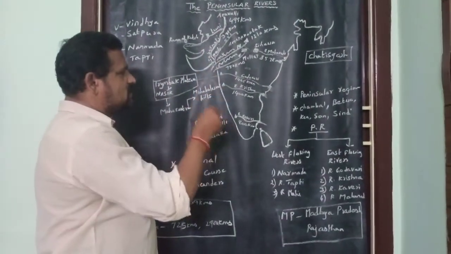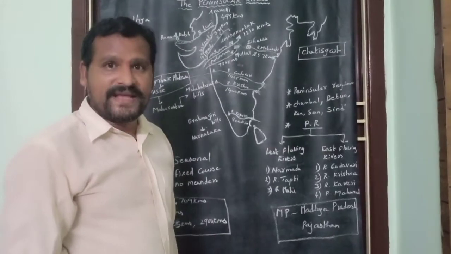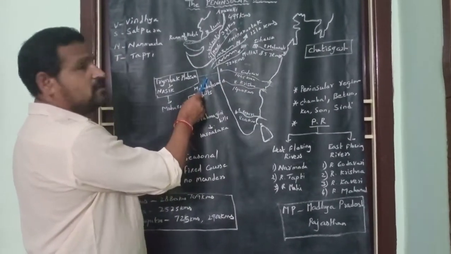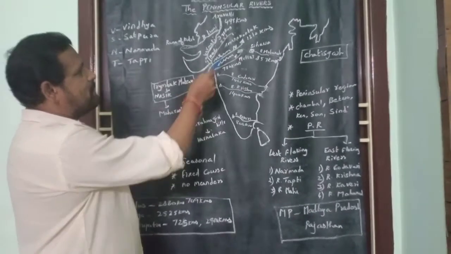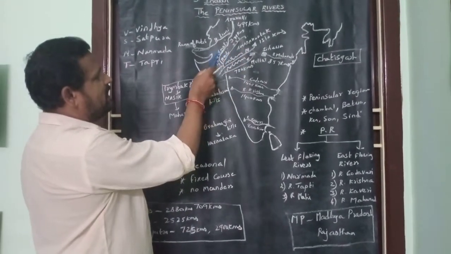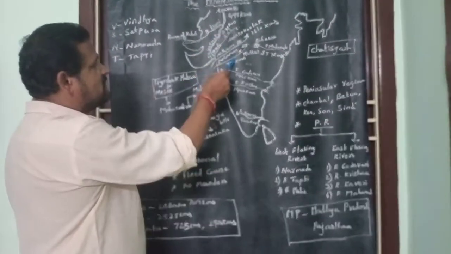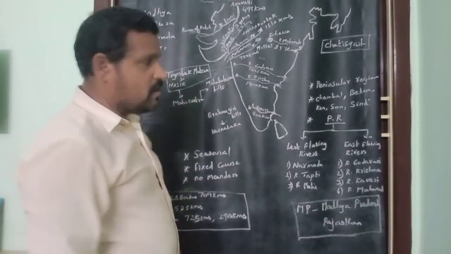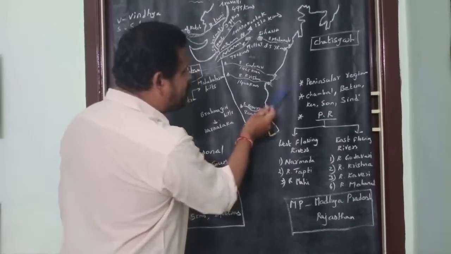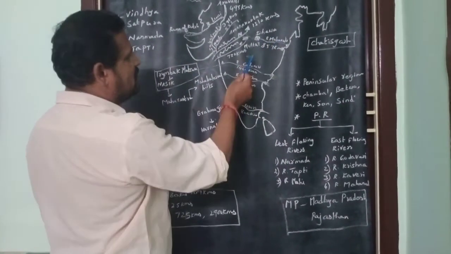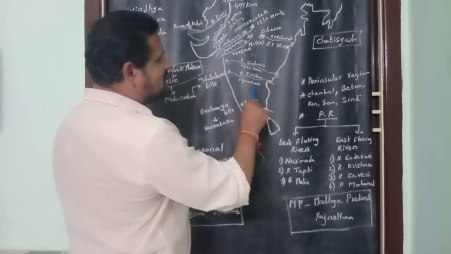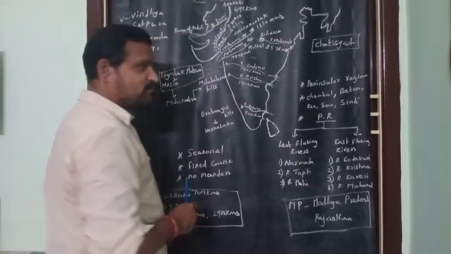Western Ghats are the water divide between the major peninsular rivers. Some peninsular rivers discharge in the Arabian Sea. They are called west flowing rivers. Examples: Narmada, Tapati, Mahi, Sabarmati. Some rivers discharge in the Bay of Bengal, like Mahanadi, Godavari, Krishna, Kaveri.